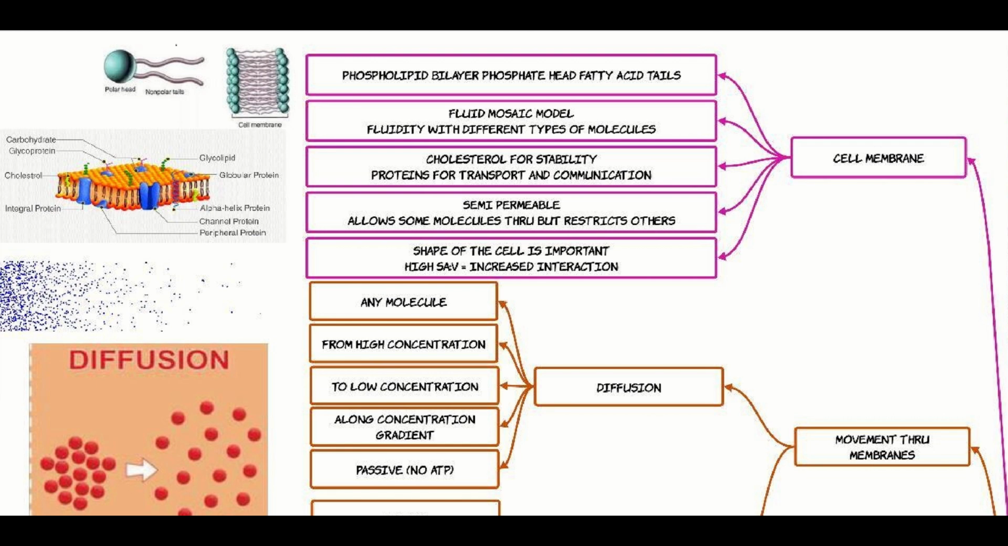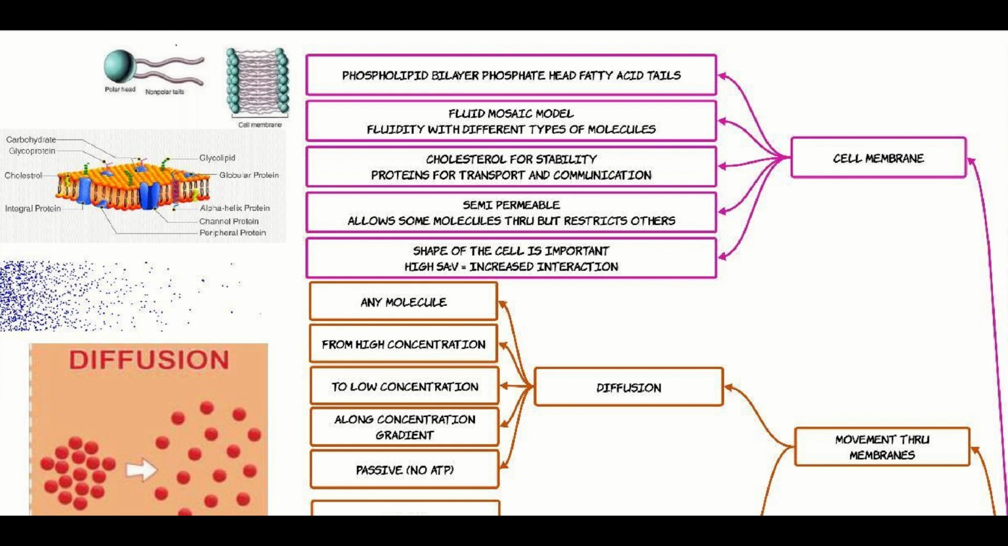We started with the cell membrane. The cell membrane is a phospholipid bilayer, which means two layers of phospholipid which have phosphate heads and fatty acid tails. It also adheres to the fluid mosaic model, which means all of the elements slide against each other, and the mosaic means that there's lots of different types of molecules like cholesterol and proteins, and glycoproteins and lipoproteins.